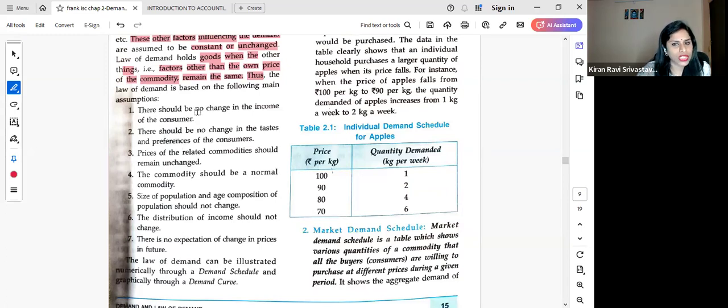So there should be no change in the income of the consumer. There should be no change in the tastes and preferences of the consumers. Prices of related commodities should not change. You can write cannot change or unchanged, it's one and the same. The commodity should be a normal commodity, which means that it should not be inferior goods or inexpensive necessities. It should be only normal goods because inferior goods and inexpensive necessities do not follow the law of demand.